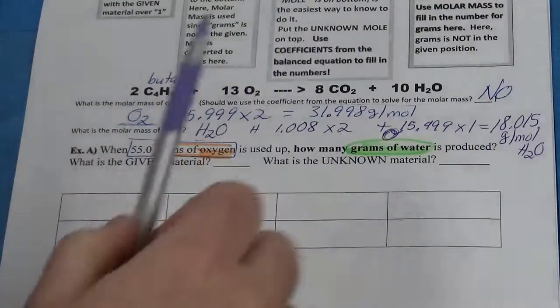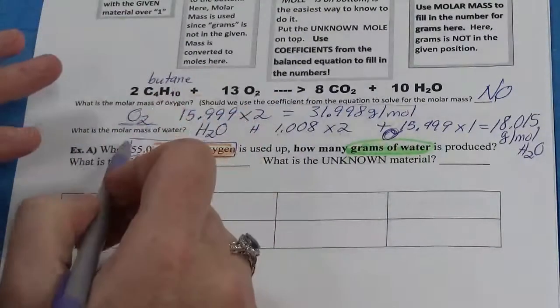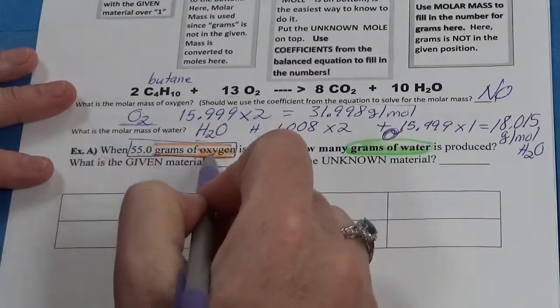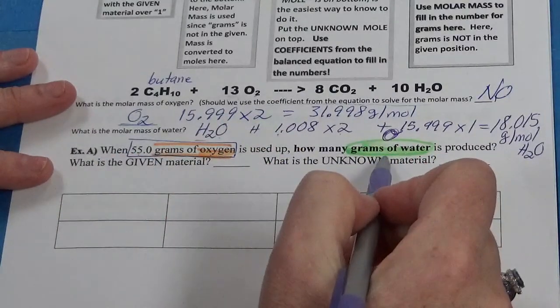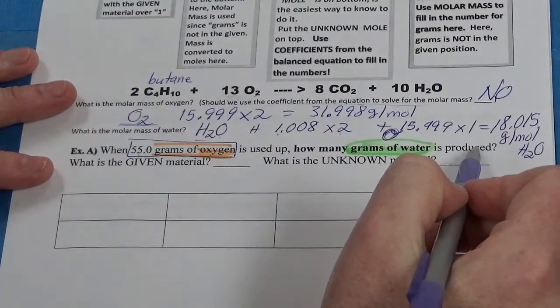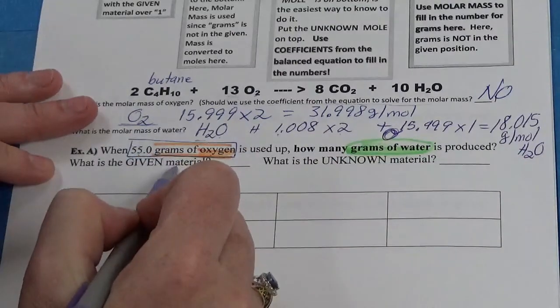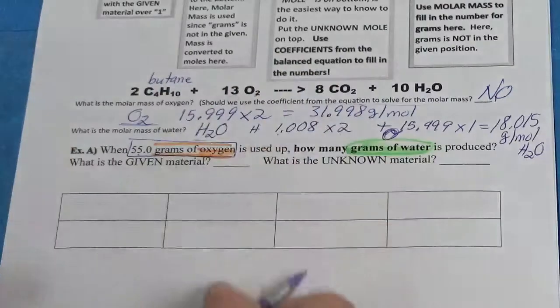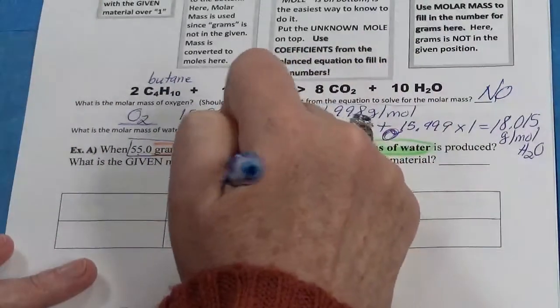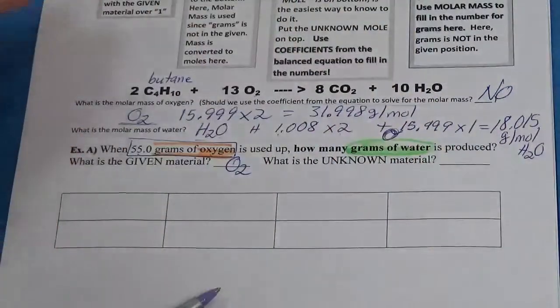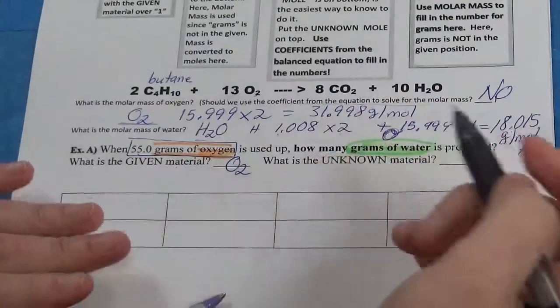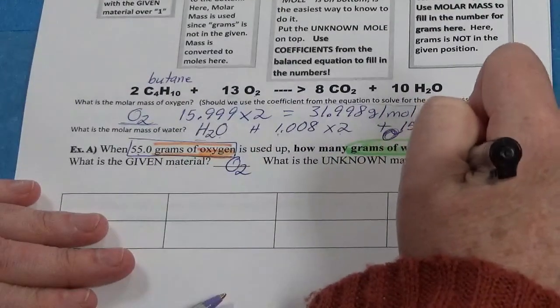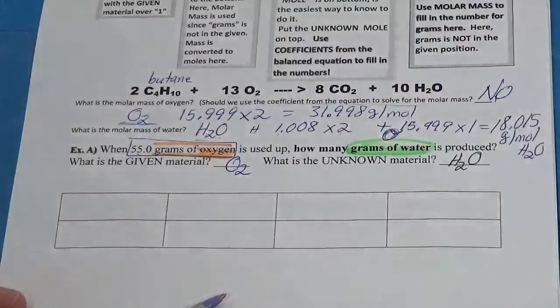Okay, let's read the question and start working it. When we have 55 grams of oxygen used up, how many grams of water is produced? Okay, notice what is the given? The 55 grams is on oxygen. That means that oxygen is my given material. And when it asks what is the unknown, it's saying how many grams of water. So water is the unknown material.